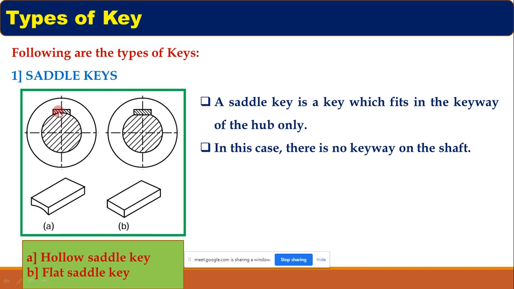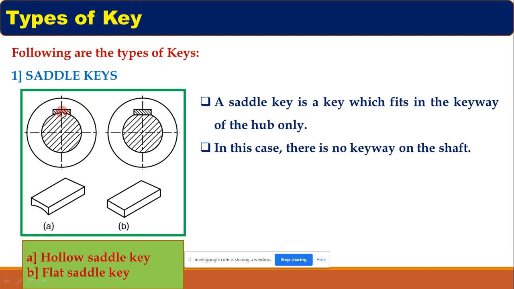Now if you see here, this is the key. This key is inserted only in the hub. So there is a keyway only in the hub, and there is no keyway on the shaft. This is the second diagram of the saddle key, in which you can also see that there is no keyway in the shaft. So in the saddle key, basically, there is no keyway on the shaft. The keyway is present only in the hub.